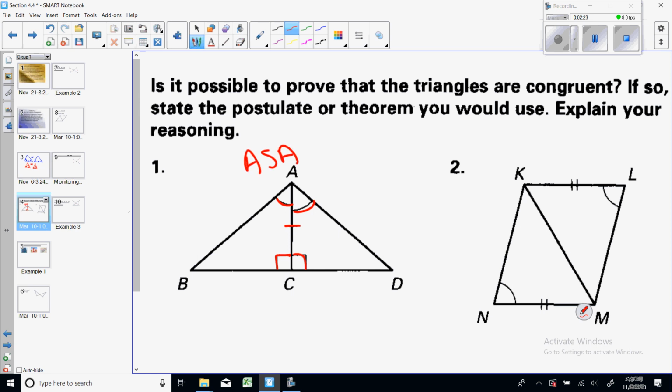But on number two, you only have one angle that's congruent, and it is across from one of the sides. It's across from KM. You also have these two sides here, KL and NM, that are congruent. This is not a congruent triangle because this is an example of angle side side, and we know that angle side side cannot be a congruence reason between two triangles.